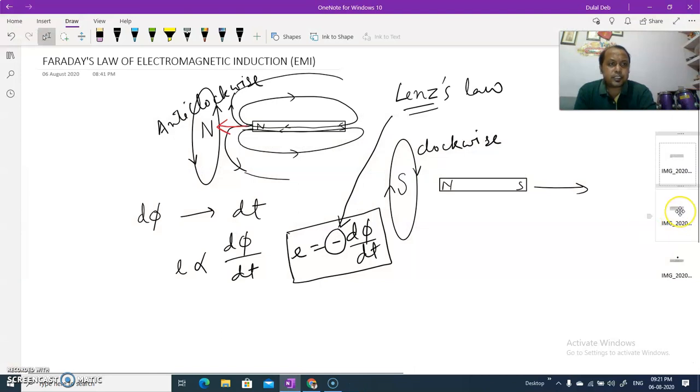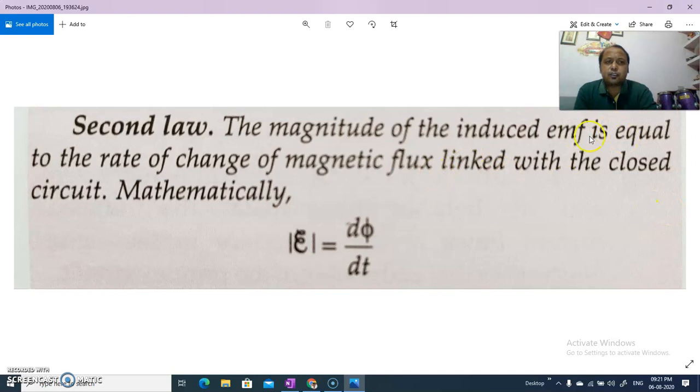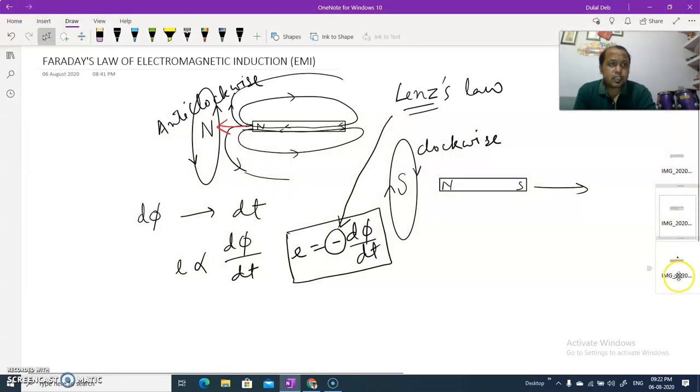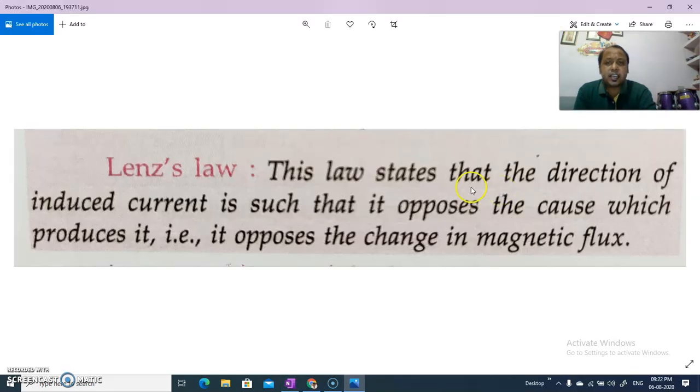The second point is the magnitude of induced EMF is equal to the rate of change of magnetic flux linked with the circuit. So mathematically induced EMF will be given by minus d phi by dt. The minus sign is introduced by the Lenz law. This law states that the direction of induced EMF is such that it opposes the cause which produces it. That is, it opposes the change in magnetic flux.